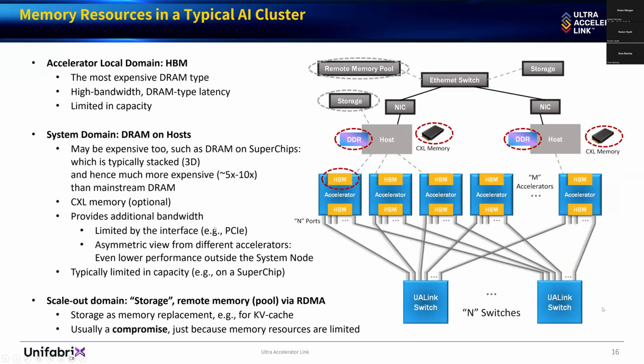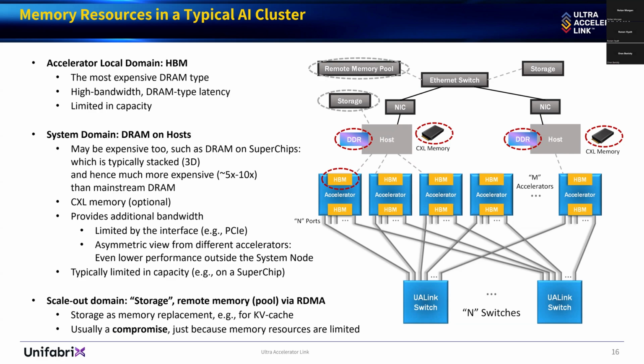Let's look at the memory resources that are available to us in a typical AI cluster. The first one is the accelerator local domain. Here we have HBM, high bandwidth memory, which is the most expensive DRAM type. It's a dynamic memory. It looks like DRAM, but the interface is much wider and provides a lot more bandwidth, but the latency is very similar to DRAM. HBM is limited in capacity, sitting within the package. So even if we build it using multiple stacks of multiple dies of DRAM, it's still limited in capacity.